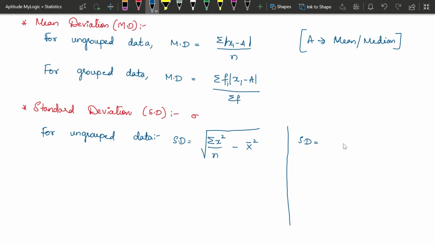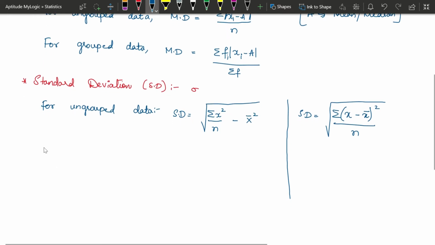Every x value, we will subtract mean from every x value, same as what we did for mean deviation. We will square it. Here it doesn't matter whether we take the absolute value or with sign, because since we are squaring, it is anyways going to become positive. So we will square these deviations, take the sum of it, divide by n and take the root. This is for ungrouped data.